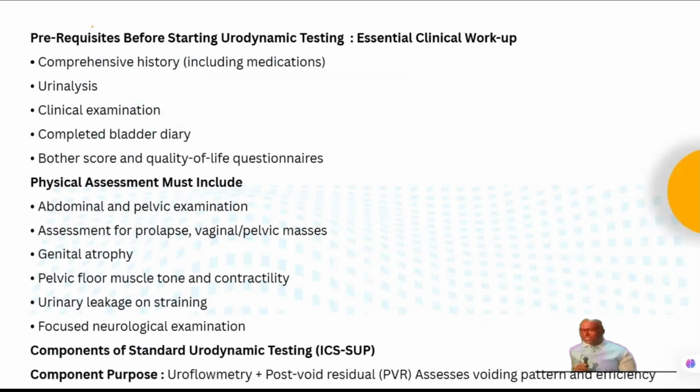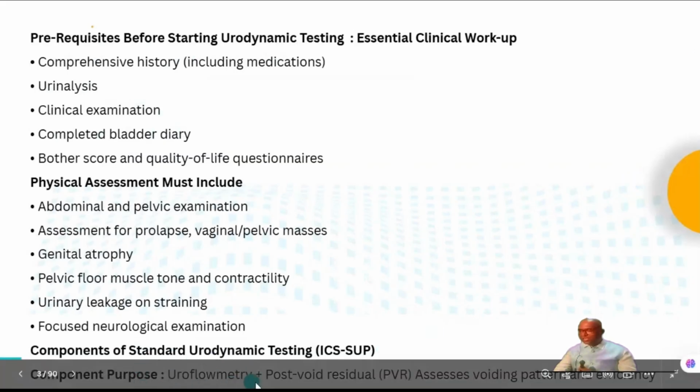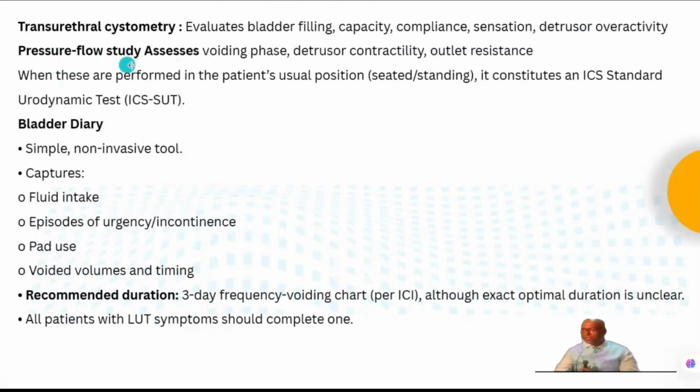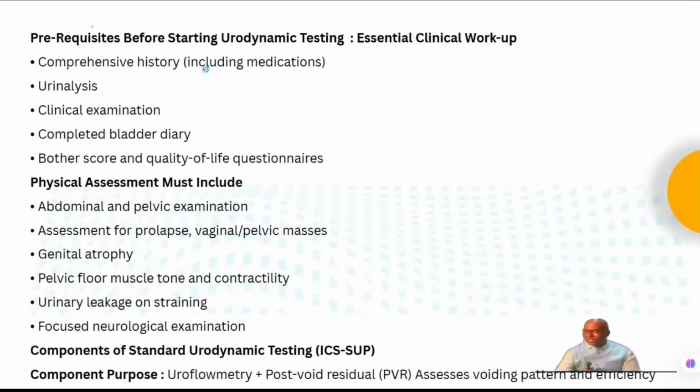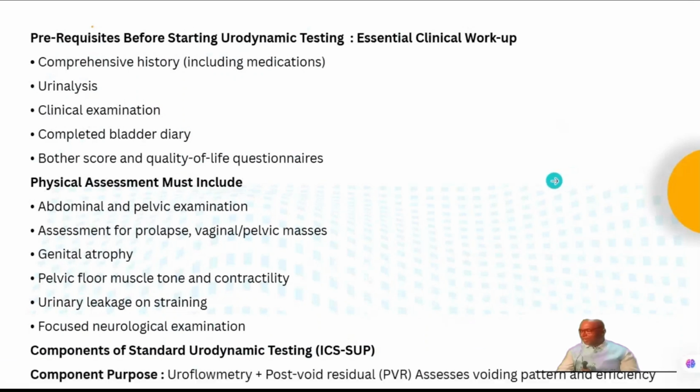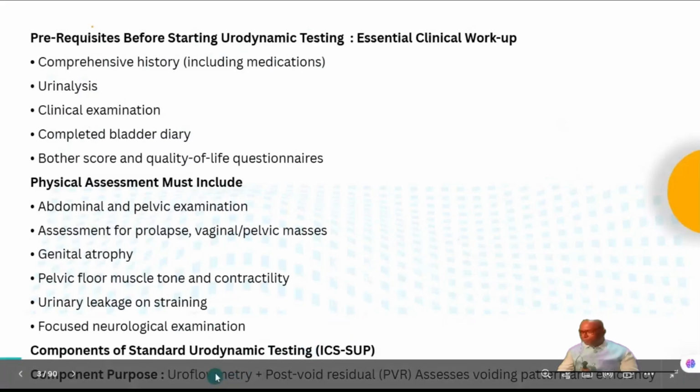So what are the components of standard urodynamic testing as per the International Continence Society? Basically, it has three components. One is uroflowmetry, second is transurethral cystometry, and third is a pressure flow study. The first is uroflowmetry along with post-void residual volume. It assesses the voiding pattern and efficiency.